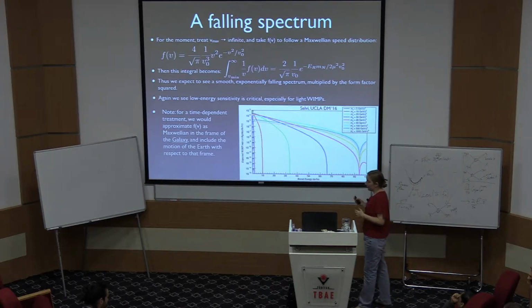So even for relatively heavy dark matter, going to lower recoil energy thresholds can be valuable because you're getting to probe the energy spectrum where it's highest.